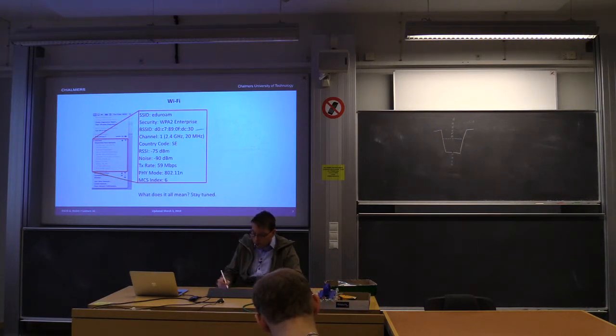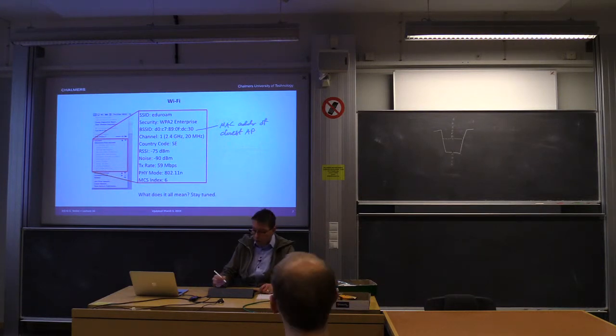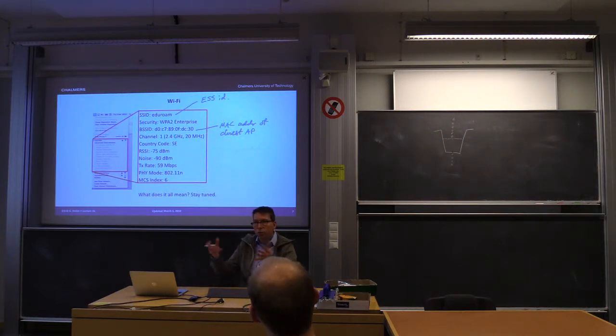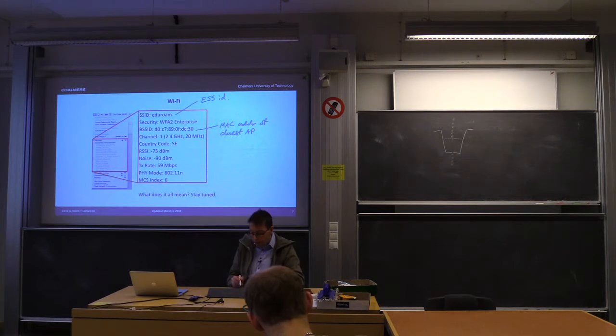Okay, so this is the MAC address of the closest access point. I mean closest in the sense that this is the one that I'm connected to, and this is like the extended service set ID, I would say. Okay, so eduroam is the network, while the BSS ID is the access point I'm currently connected to. If I move to some other part, I will still be on eduroam, but with another access point. Okay.